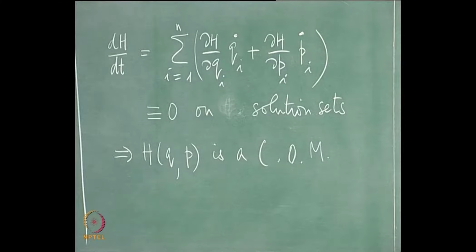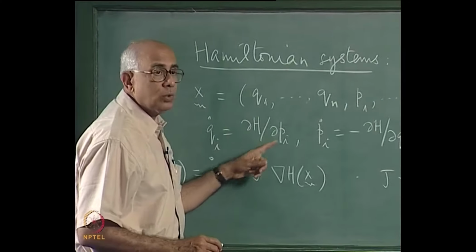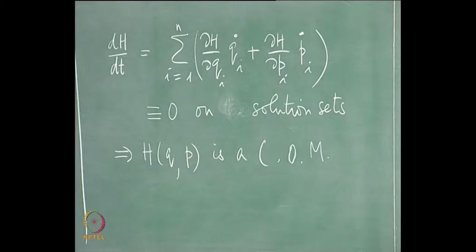We have assumed that the system is autonomous, so H itself has a dependence on the q's and p's but not explicitly on time. What happens when H has got explicit time dependence we will come back to a little while later, but we are right now looking at autonomous Hamiltonians. In other words, H is a function of all the generalized coordinates and the generalized momenta.